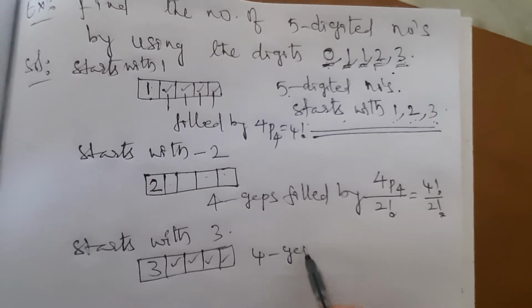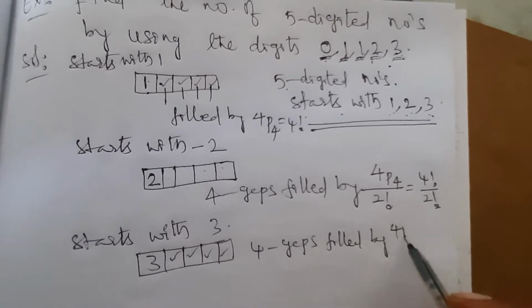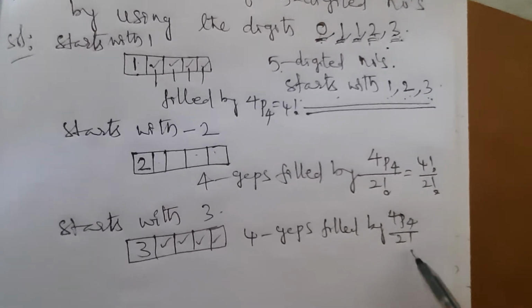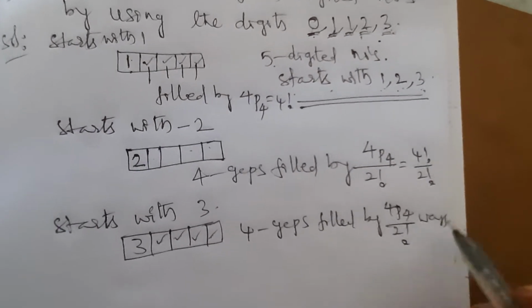How can I fill them again? 4 gaps filled in how many ways? 4P4 by 2 factorial. Why am I taking 2 factorial? Similar things are there. That is the number of ways.